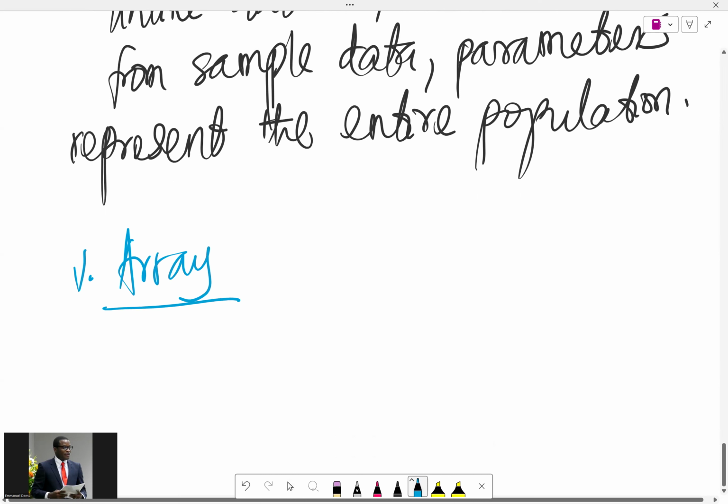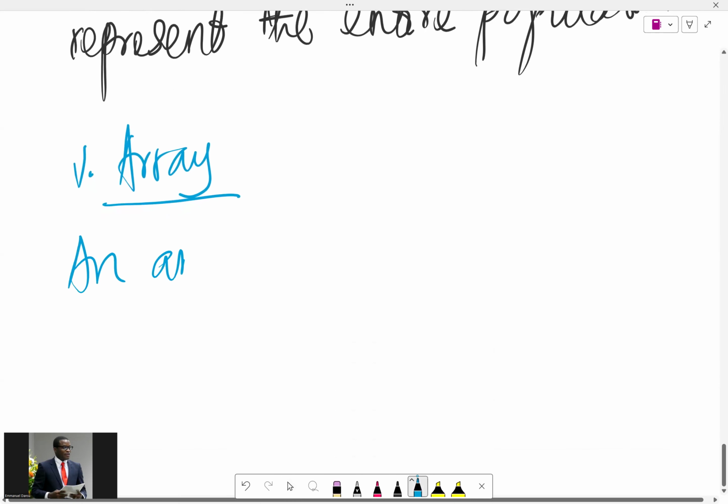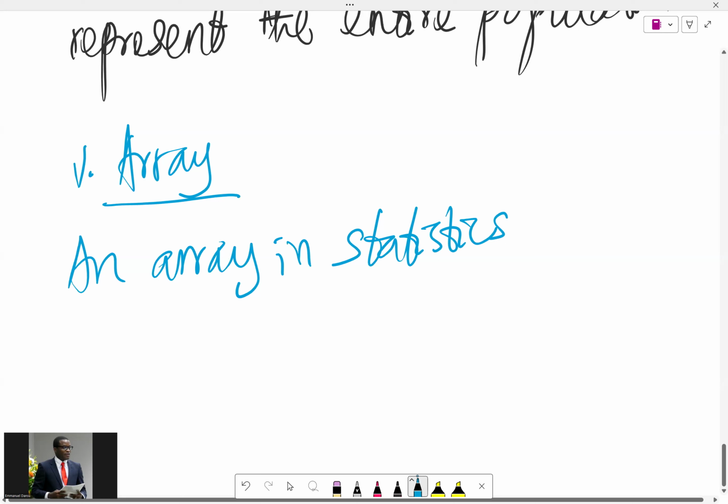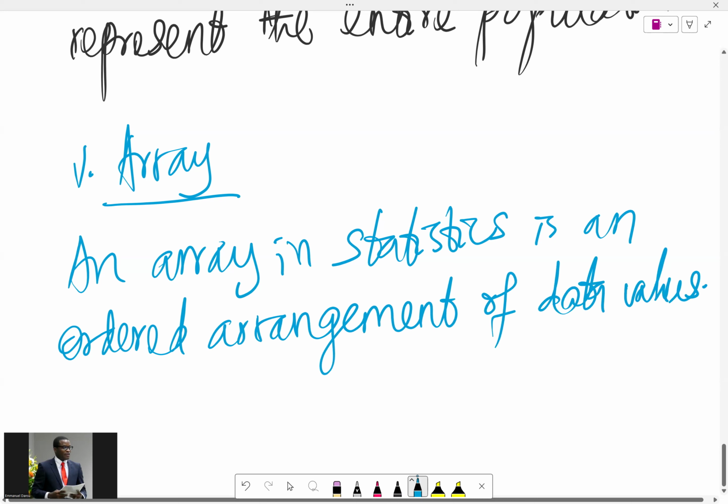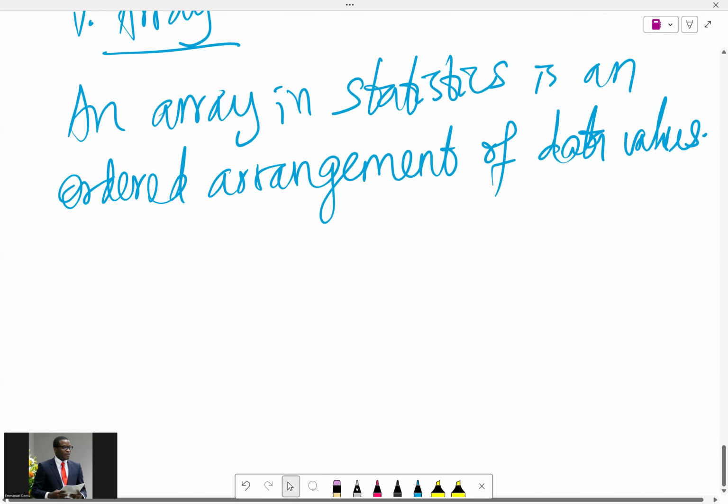Array. Okay. We can say that an array in statistics. So array can have different meanings, right, depending on the context. You can talk about it in computing, of course, they have very close meanings. So an array in statistics is an ordered arrangement of data values, like in spreadsheets where you have rows and columns, right?